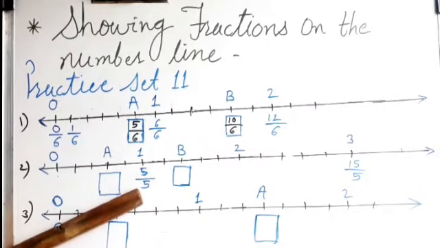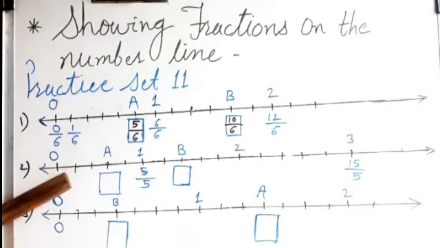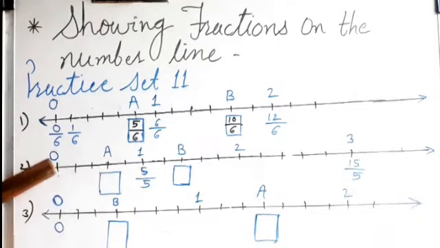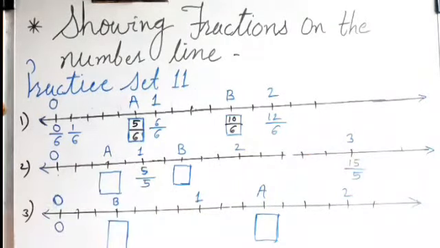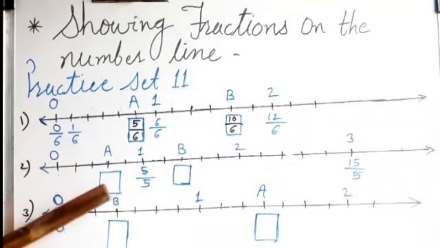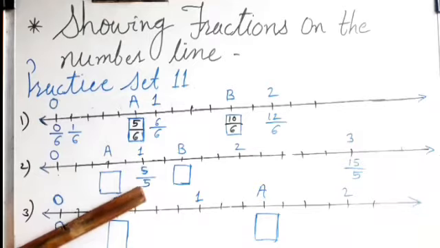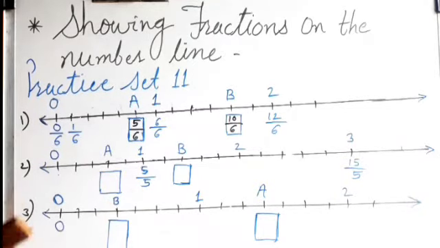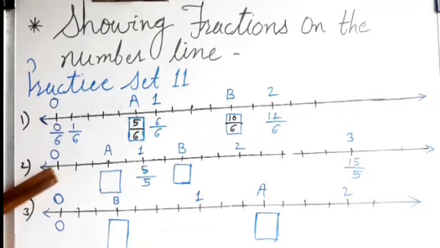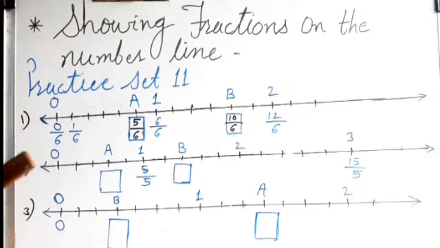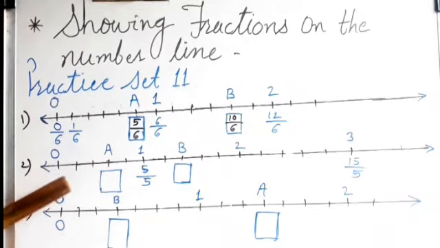Into 5 equal parts. In the first example the denominator was 6, but now the denominator is 5. So on this number line, each unit, from 0 to 1, 1 to 2, 2 to 3, must be divided into 5 equal parts, because the denominator is 5. Now go on starting from the first. Start from 0. The first line must be 0, students. Are you getting it? The first line must be 0.